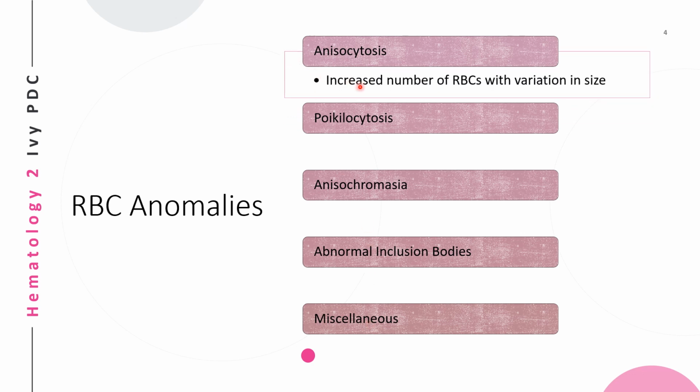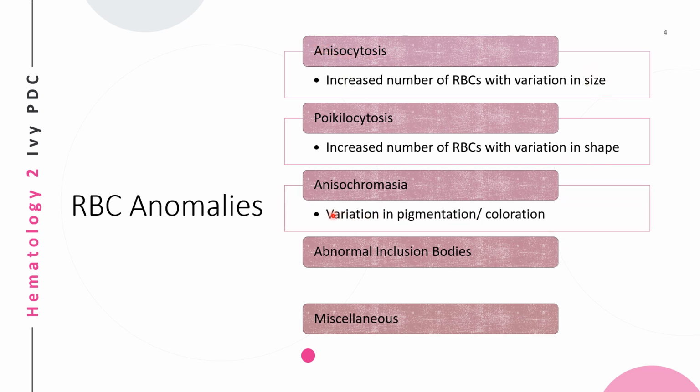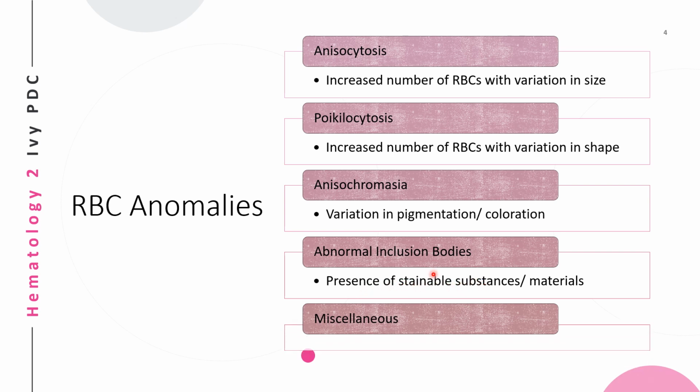Anisocytosis refers to the increased number of red blood cells with varying size, while poikilocytosis refers to the increased number of red blood cells with variation in shape. Poikilocytosis has shape variation and anisocytosis has size variation. Anisochromasia, on the other hand, refers to the variation of pigmentation or coloration of the red blood cell. Abnormal inclusion bodies would mean that there is the presence of stainable substances or materials.